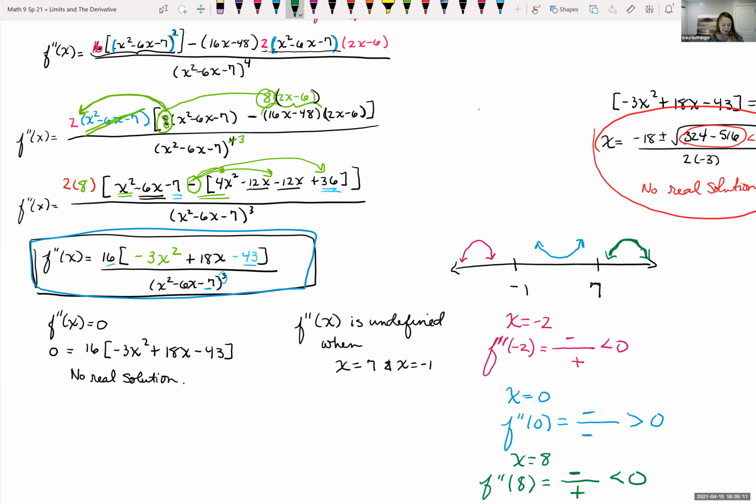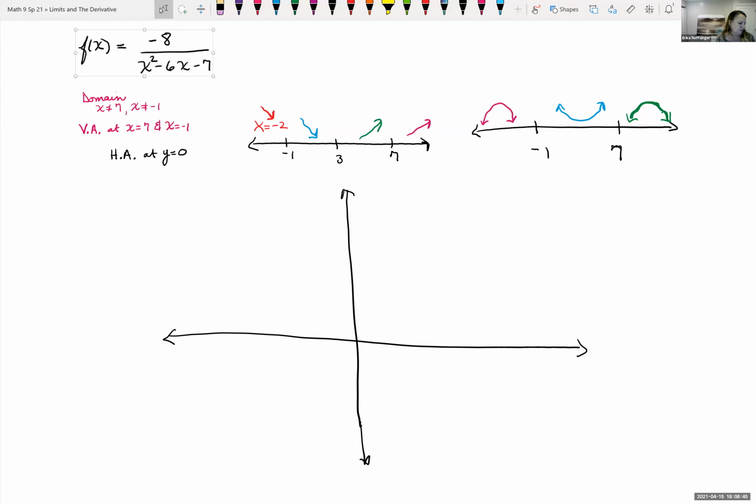Okay, so we got a lot to now put together. We have all the pieces so that we can graph this. So let me pull all the information we need in one spot, and then we'll graph it. Okay, so we put all the pieces together that we needed to graph this. And let's first put in our asymptotes.